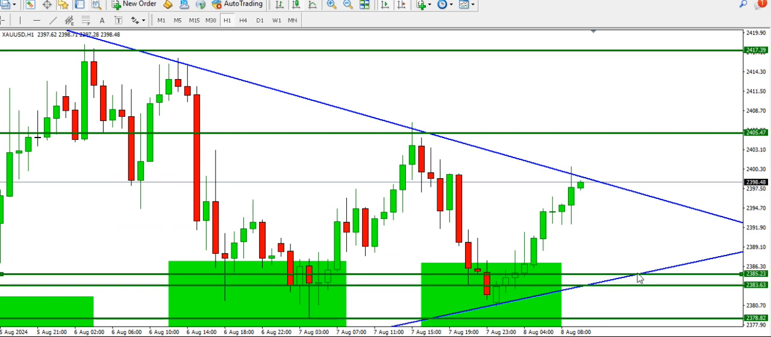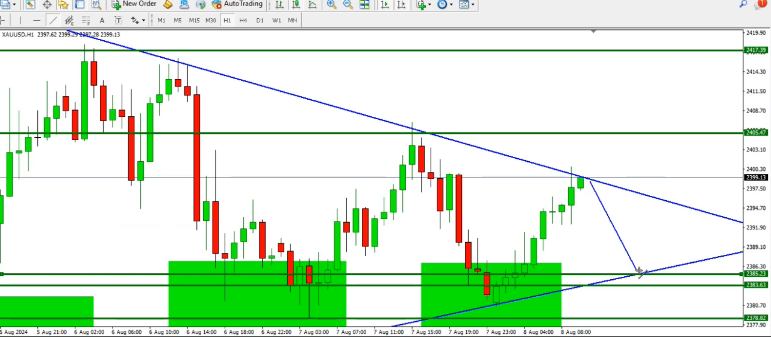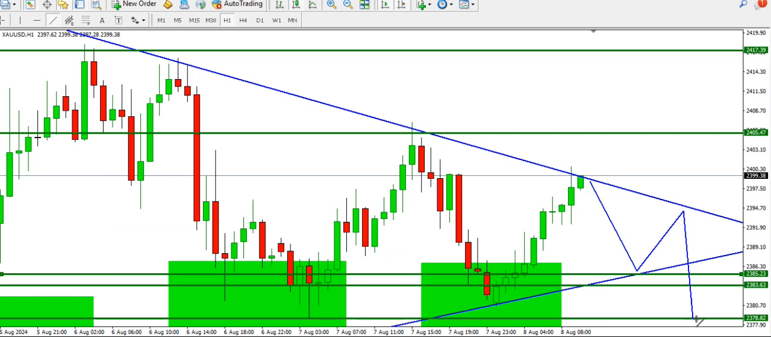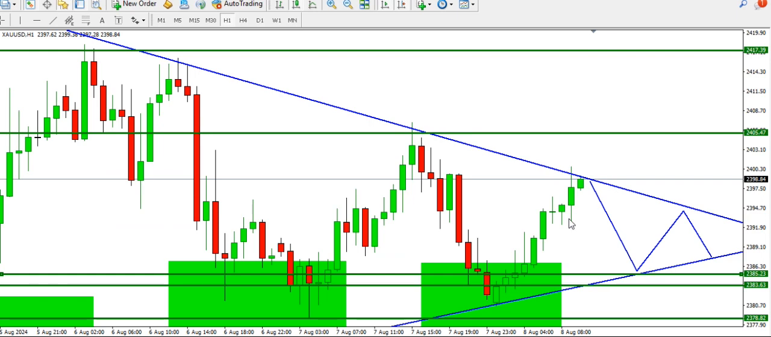That's 2385. So if price is unable to break up, dropping back to continue the triangle pattern formation, we might likely see something like this. I likely see something like this until we have a breakout either to the top or to the bottom. So for now, price is ranging and price is attempting to break above the resistance area in line with the descending trend line.